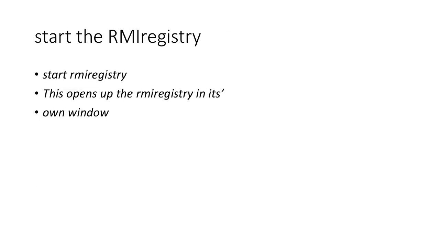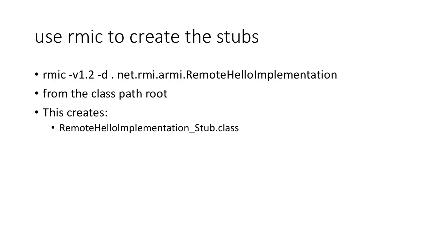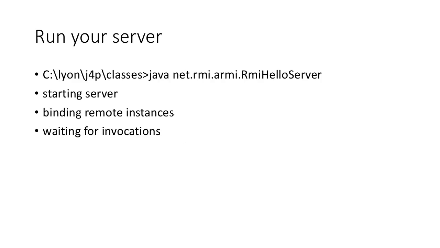So that's hard. You have to start the RMI registry. This opens up the RMI registry in its own window. You can use RMIC to create the stubs, although this can sometimes be done automatically with the IDE. Then you got to run your server. You start the server, you bind the remote instances, and then you wait for invocations. This is a big multi-step process to do remote method invocation, and finally, you get to run your client.